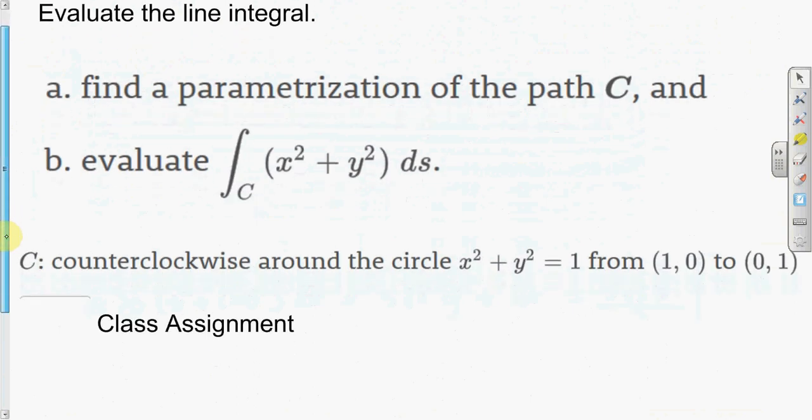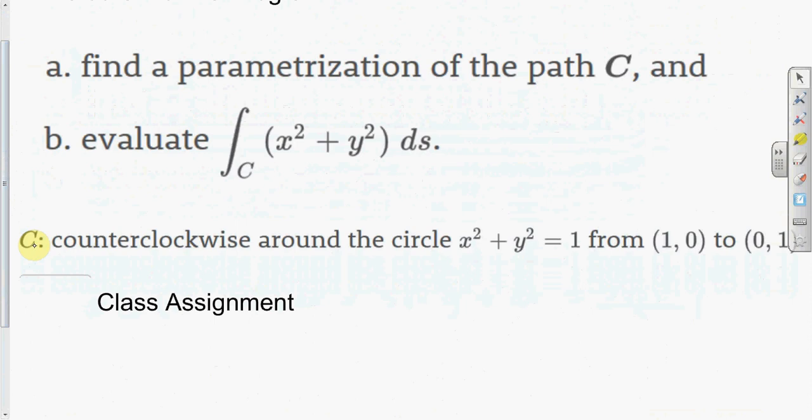Let me work these, and I want to get through this section and halfway through the other section today before the time gets us. So find the parametrization of the path C, and then evaluate. It's still the same function, but the smooth curve is different. It's counterclockwise around the circle with radius 1, and we're going from (1, 0) to (0, 1). So it's moving like this. That's the orientation.